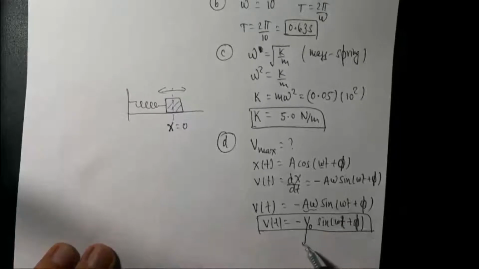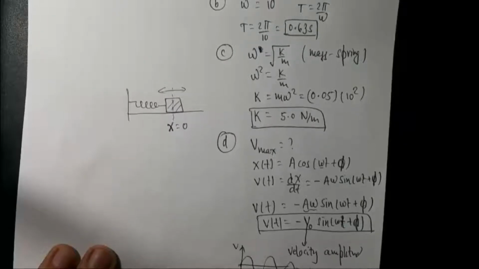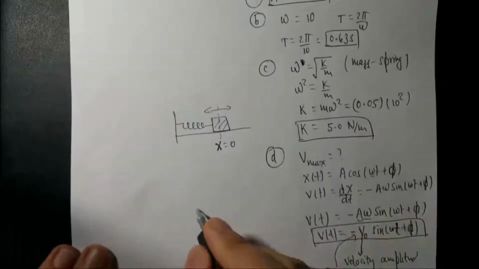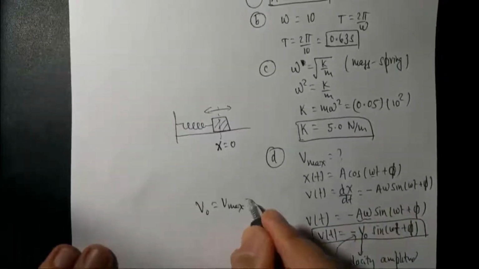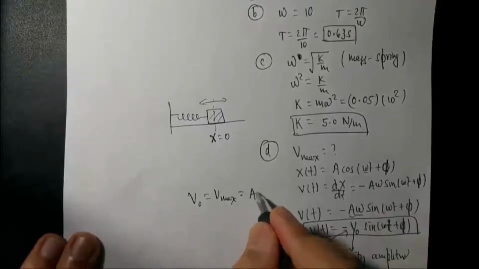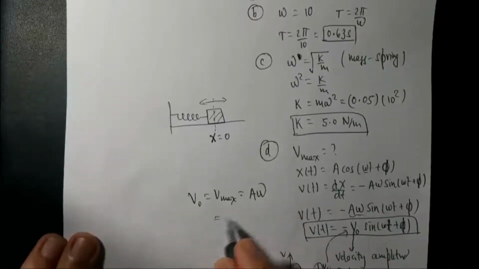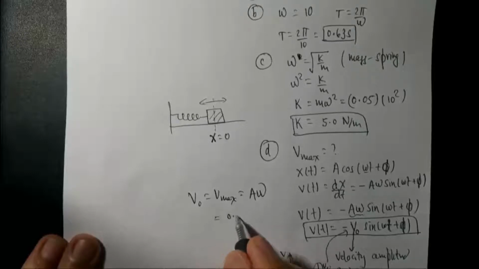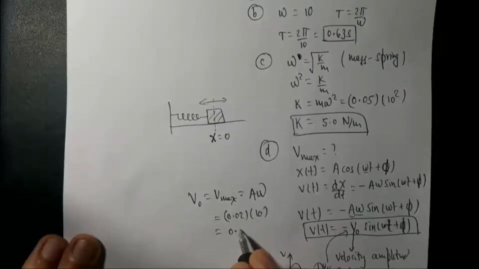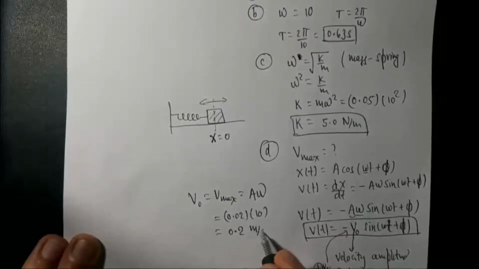So this is the maximum velocity. This is called the velocity amplitude. If you plot the velocity versus time, this is the velocity amplitude, v naught. So the velocity amplitude, which is the maximum velocity, is simply a omega, its magnitude. That's it. We already know a, which is 2 centimeters, 0.02, and omega is 10. So it's 0.2 meters per second. That's the maximum speed. Okay, that's it.